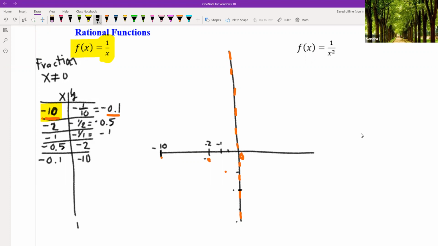Okay, so here we go. You can clearly see what it's going to happen. It's never going to cross your x-axis right here. And it's never going to cross the y-axis over here either.